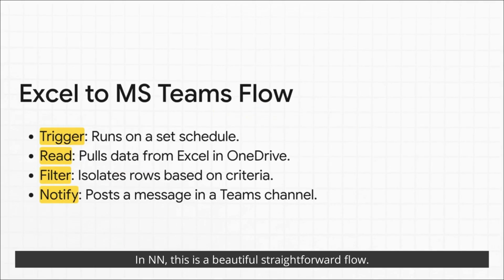In n8n, this is a beautiful, straightforward flow. It all starts with a schedule trigger. Let's say it runs every morning at 9 a.m. The next node reads the Excel file. Another one filters it down to only the rows you actually care about, and then the final node formats a nice message and posts it to a Microsoft Teams channel. Just a simple 4-node workflow that solves a real business problem.